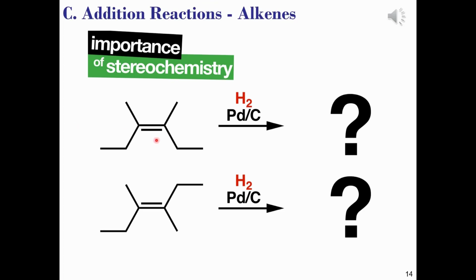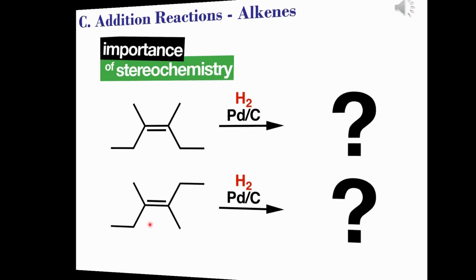substrates whereby the first is a symmetrical alkene with Z stereochemistry, and in the second instance we have an alkene that has the E stereochemistry. Let's look at these individually.